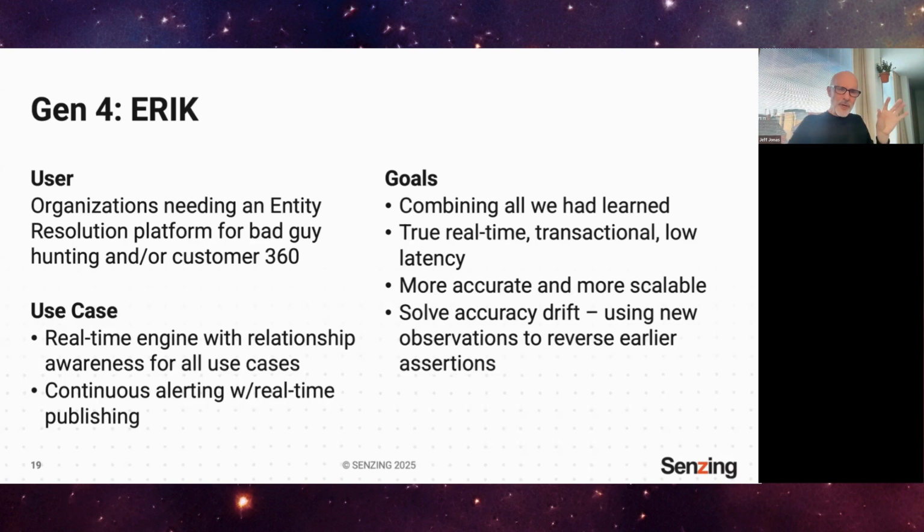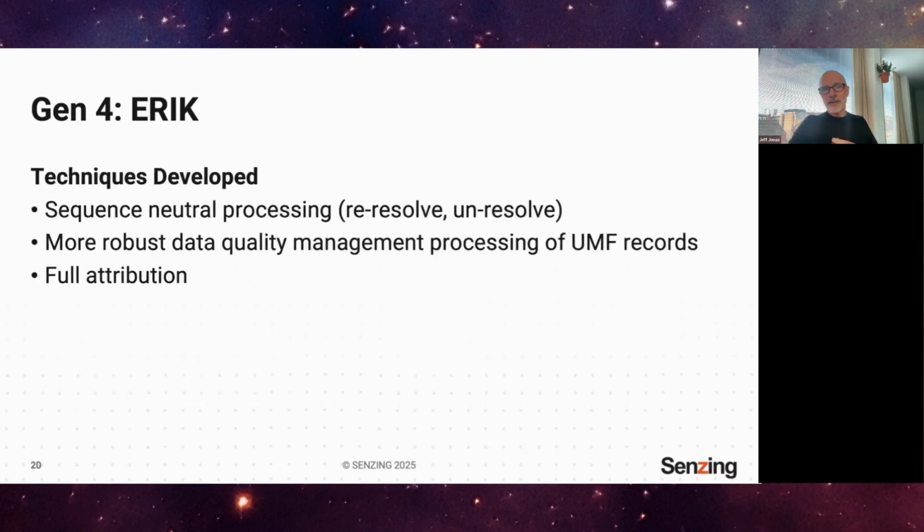And as you explore this, we come to call it sequence neutrality. Did you learn A first, then B, then C? Or C first, then B, then A? Some people call it monotonic. Some people call it commutative. But we've used the word sequence neutrality.